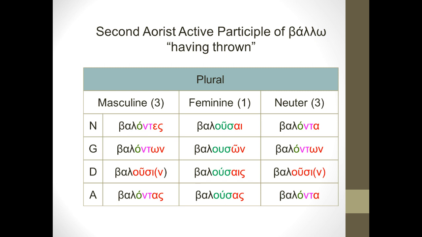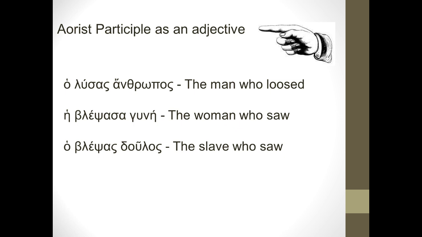Now, I've already pointed out the issue of "having thrown," which is the predicate position. As you remember, participles can show up either in the attributive position or in the predicate position, and at times they can act as an adjective. So taking a look at the participle when it is in the attributive position and serves as an adjective, notice the first example on the screen: ho lusas anthropos, "the man who loosed." If you were looking at your paradigm on page 163, you would notice that lusas is your masculine singular nominative. And notice, once again, we have the rule of agreement. We have the ho, your masculine singular nominative article, your lusas, an aorist active participle, masculine singular nominative, and your anthropos, of course, is masculine singular nominative.